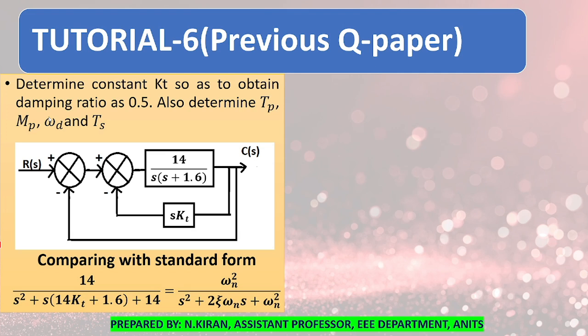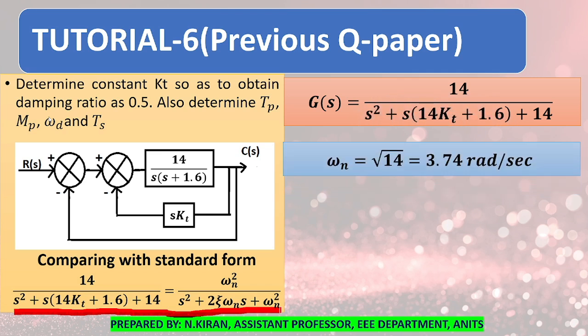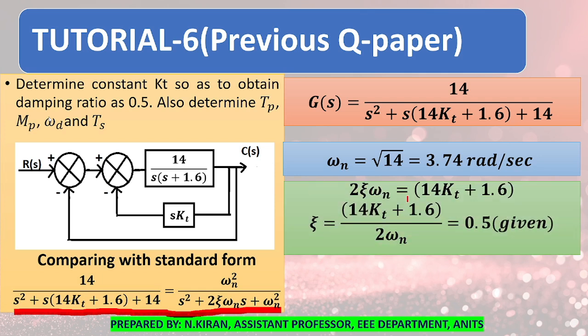So that will give me the expression as 14 by s square plus s into 14 kt plus 1.6 plus 14. Comparing this with my standard form, omega n square is nothing but 14, isn't it? That will give me the value of omega n as 3.74 radians per second. And 2 zeta omega n value is 14 kt plus 1.6. Okay, so you can see here, zeta is already given, that is 0.5.